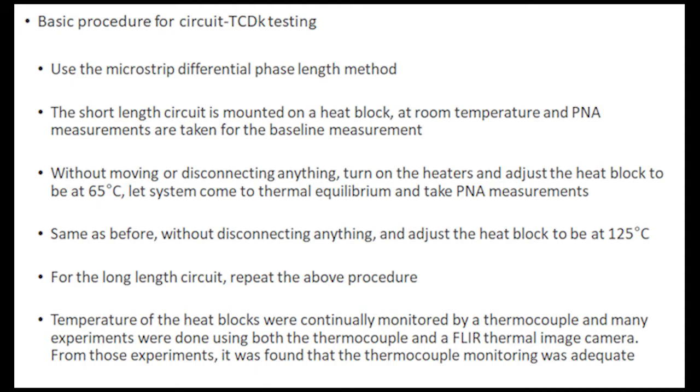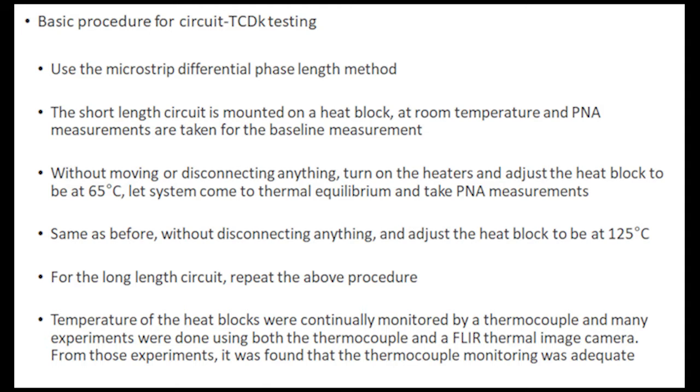Now for this particular test, we start off with the short circuit being placed on a heat block that is essentially at room temperature to begin with, and then we hook up everything, the cables, connectors, we make sure we have a good return loss, good sweeps, then we collect the data at room temperature. Then without moving anything or disconnecting anything, we just turn on the heat block, and we heat it up to 65 degrees C, and once we have a good thermal equilibrium at 65 degrees C, we collect more information with the PNA. And then finally, we move up to a higher temperature. We turn up the heat block to 125 degrees C, make sure it's at a good thermal equilibrium, and then collect data from the PNA at that temperature. So that's what we do on the short circuit.